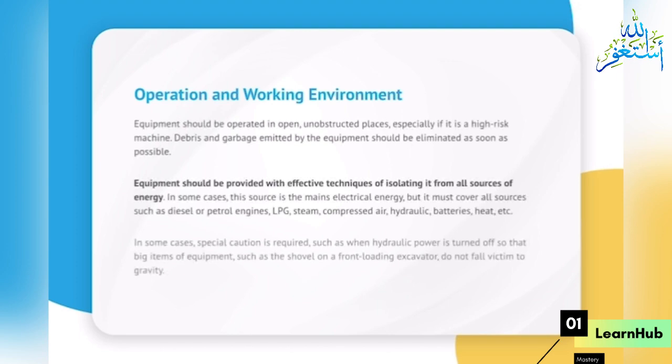Equipment should be operated in open, unobstructed places, especially if it is a high-risk machine. Debris and garbage emitted by the equipment should be eliminated as soon as possible. Equipment should be provided with effective techniques of isolating it from all sources of energy. In some cases, this source is the mains electrical energy, but it must cover all sources such as diesel or petrol engines, LPG, steam, compressed air, hydraulic, batteries, heat, etc. In some cases, special caution is required, such as when hydraulic power is turned off so that big items of equipment, such as the shovel on a front-loading excavator, do not fall victim to gravity.